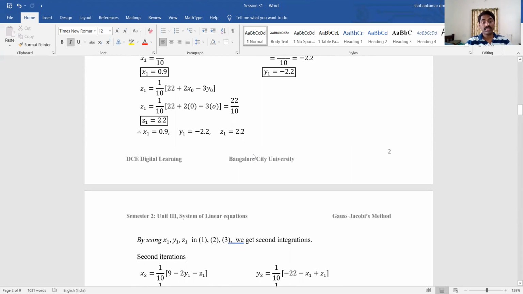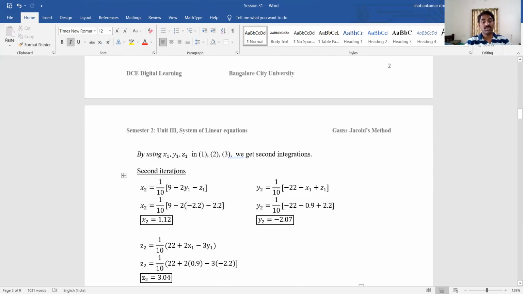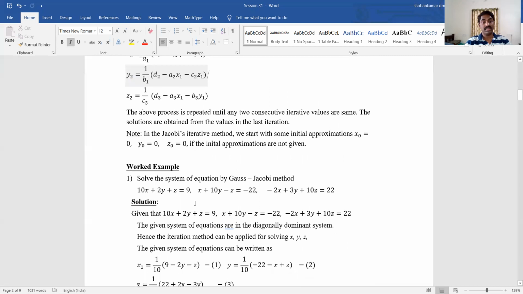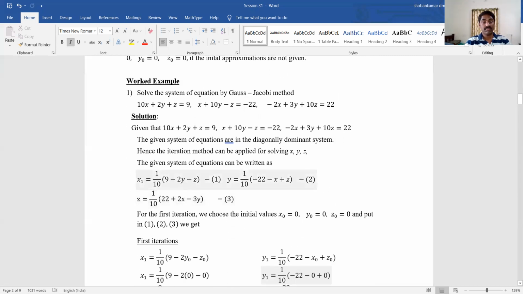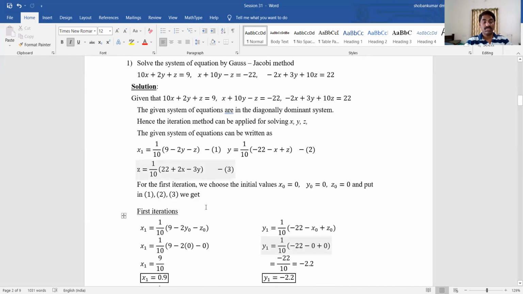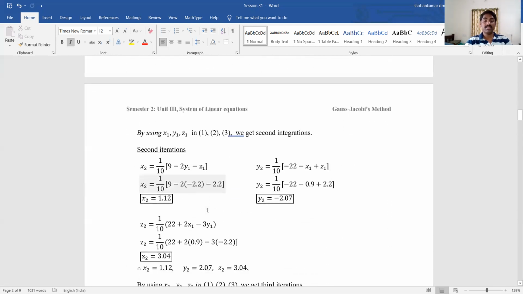With this, we go for the second iteration. Here, we already know the general equations, but instead of y and z we use y1, z1, and so on. With this, we get the second approximation values of x, y, z. x2 = 1/10 (9 - 2y1 - z1), y2 = 1/10 (-22 - x1 + z1), and z2 = 1/10 (22 + 2x1 - 3y1).